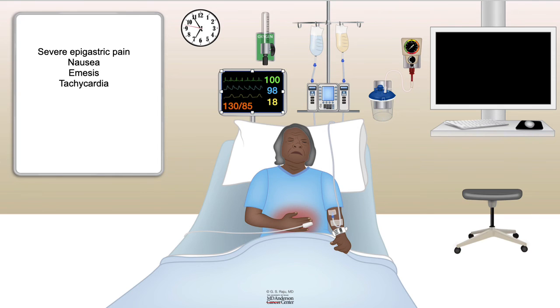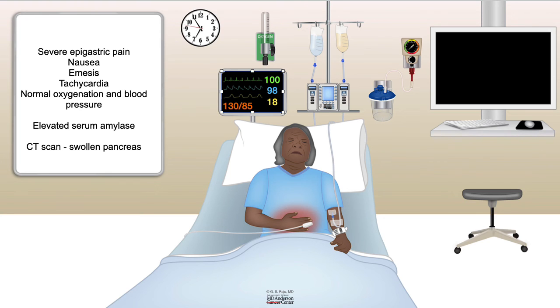these patients, if the attack is mild, their oxygenation is normal and the blood pressure could be normal. And when you do a blood test, they will have elevated serum amylase and lipase. And when you do a CT, the CT shows a swollen pancreas with intact vasculature. They will enhance when you give a dye. And this is mild pancreatitis.